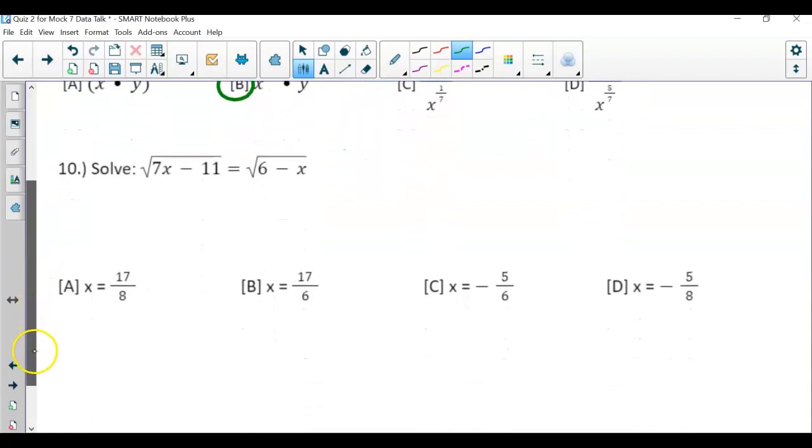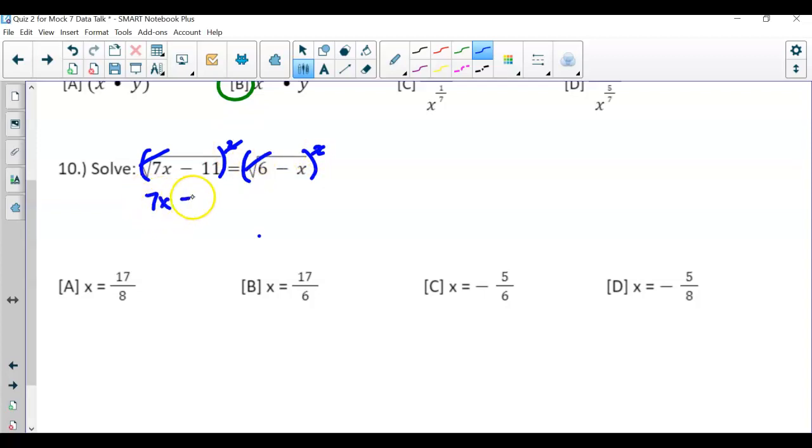Then question number 10, with our radical equation. Notice how here we got our radical by itself, so I can square both sides to get rid of our radical. Radical goes away, and it also cancels out on the right side. So we end up just bringing down 7x minus 11, which is equal to 6 minus x.